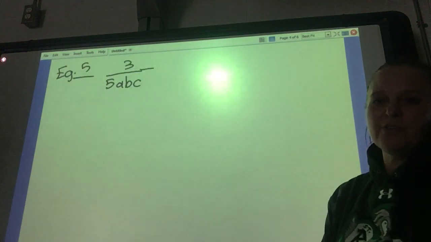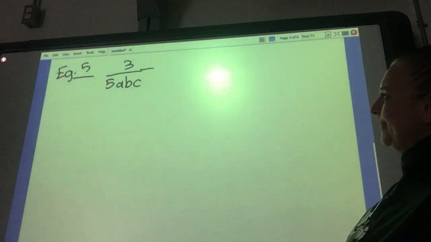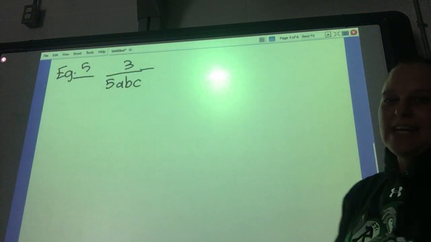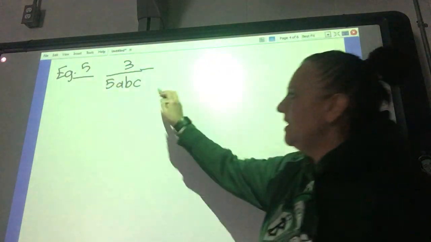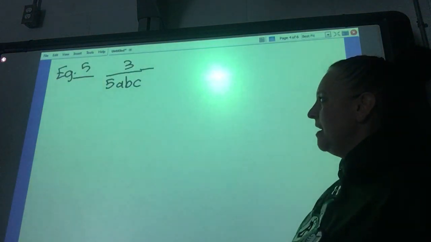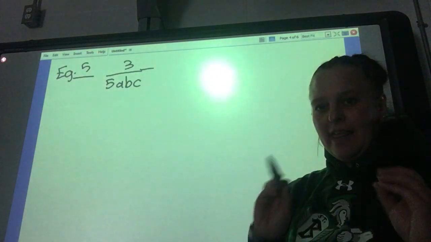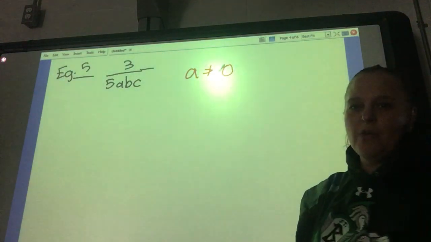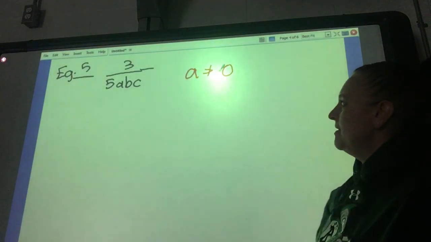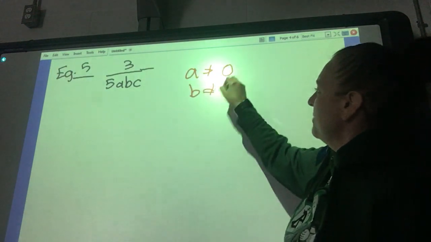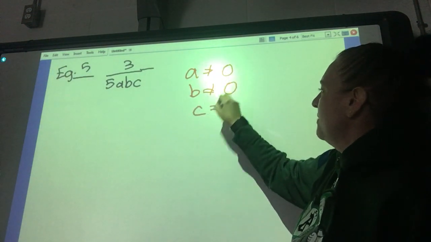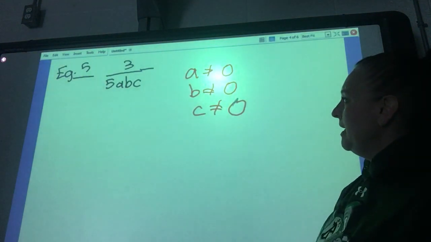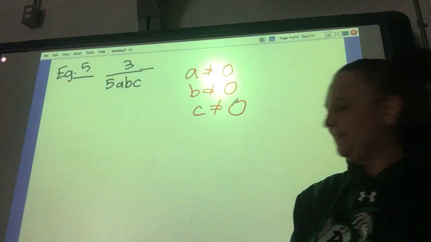Okay, we have a couple more to try. I think we're getting the hang of it, but oh, okay, this is a fun one. 3 divided by 5abc. Now again, this is a monomial. This is 5 times a times b times c. So when you're multiplying, that's one term. So if a was 0, the whole thing would be equal to 0, so a can't be 0. But b also can't be 0, and then c also can't be 0. 5abc is a monomial, so neither a nor b nor c could be equal to 0.